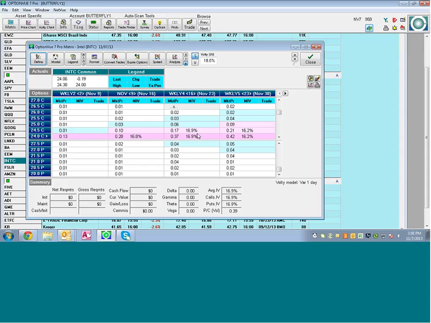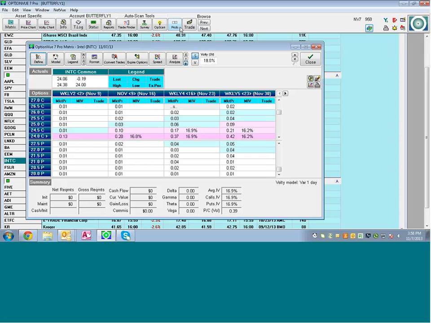And when you hit the S, that actually gives you a first and second standard deviation move of the stock, and then shows you what range those options are in, if those are in a first standard deviation range or a second standard deviation range. So that's what the colors mean, and that's what S means in this case.